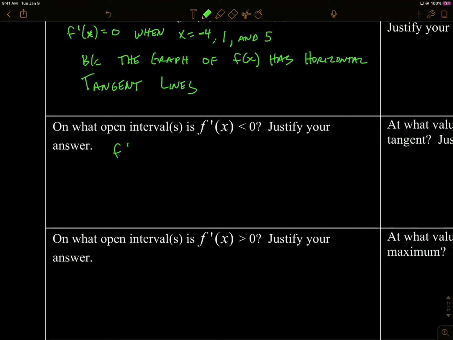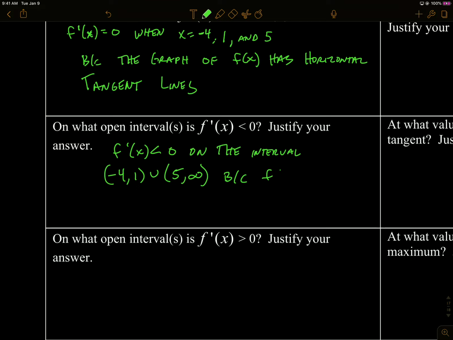So we're going to say f prime of x is less than 0 on the interval negative 4 to 1, union 5 to infinity, because f of x is decreasing on those intervals.